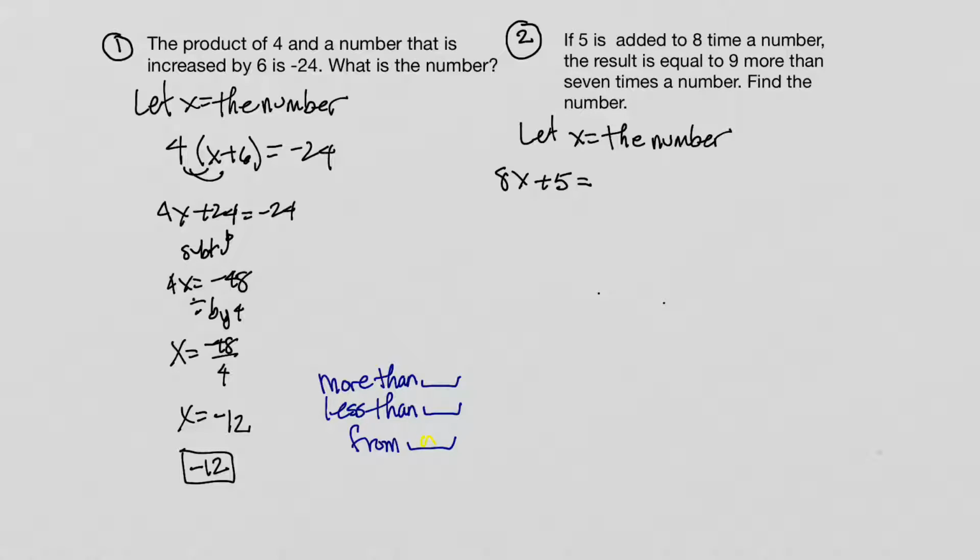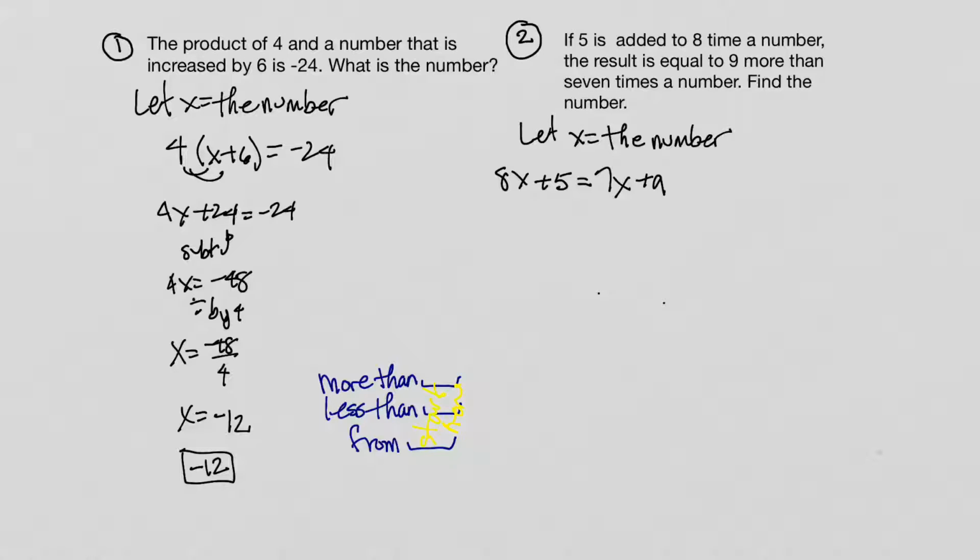So what I'm going to do is I'm going to start here. So when I see this phrase or this word, more than something, start here. Less than something, start here. From something, start here. So now when I read this, it says 9 more than, okay, 9 more than 7 times the number. That's where I start. Here's the more than. What follows it is 7 times the number. Now the number is x. So 7 times the number is, so here's our equation.